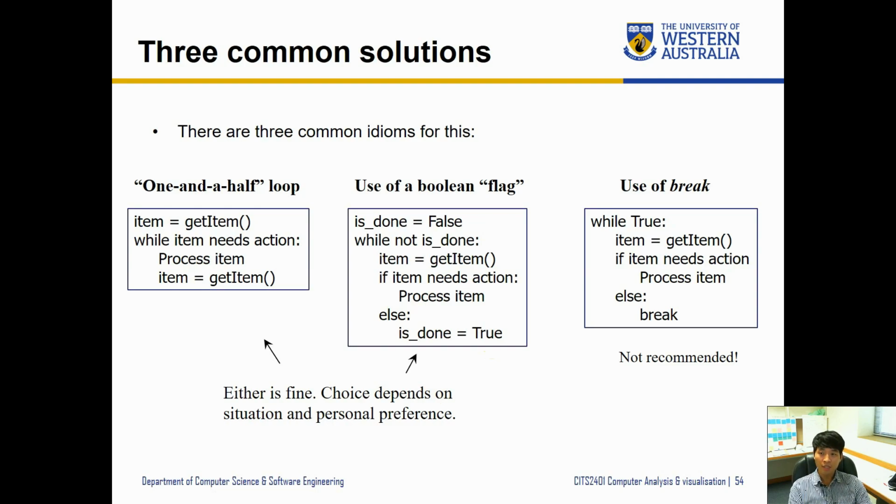The third one is using break. However, using break is not really recommended because often it is quite difficult to understand exactly what condition is needed for the while loop to break out. Essentially, when you call a break, it breaks out of the loop that you are currently in. If you're in a while loop, it will break out of the while loop. You can use break inside a for loop as well, but again, it is not a recommended action.